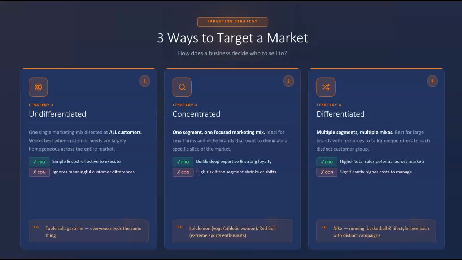Then we have the differentiated market, which is multiple segments, multiple mixes, and this is best for large brands with resources to tailor unique offers to each distinct customer group. An advantage of this is a higher total sales potential across markets. A disadvantage is significantly higher cost to manage. An example is Nike. They do running shoes, basketball, and they also have lifestyle lines. Each of these is a distinct campaign, but across multiple customer groups.